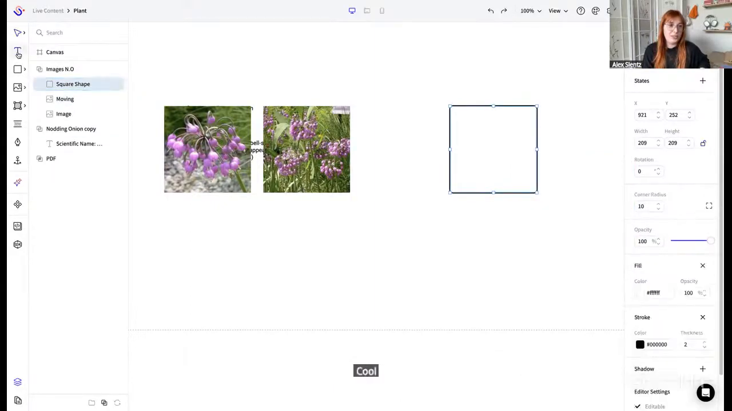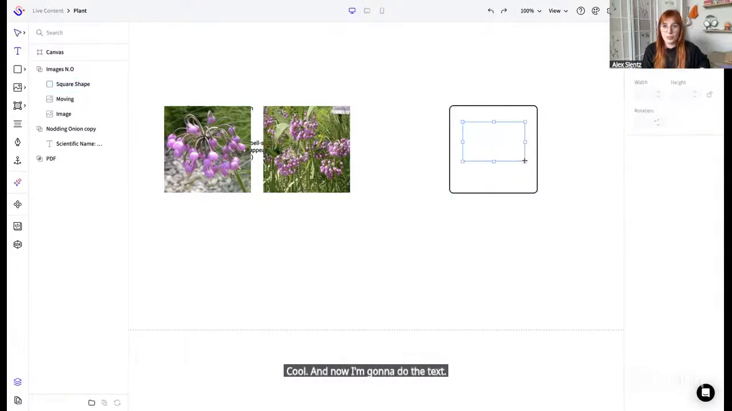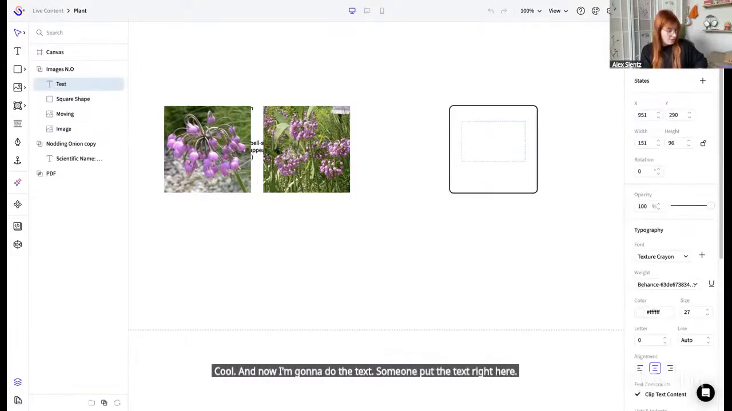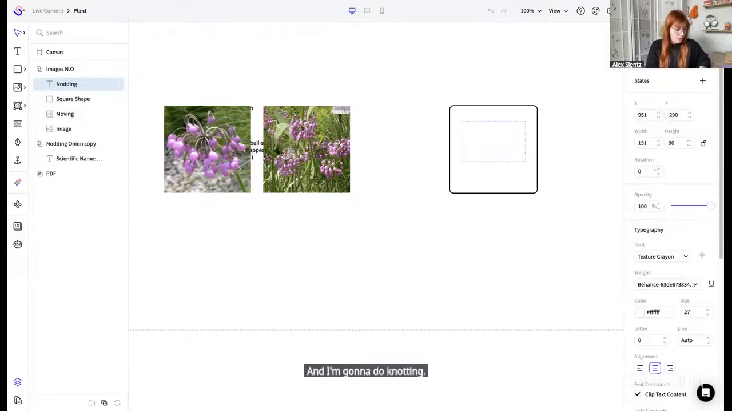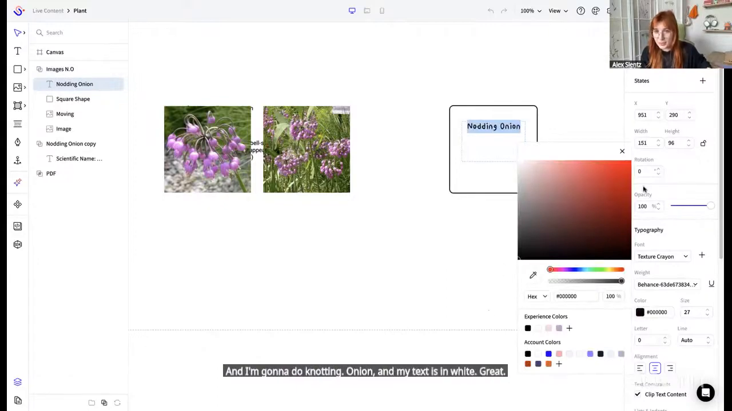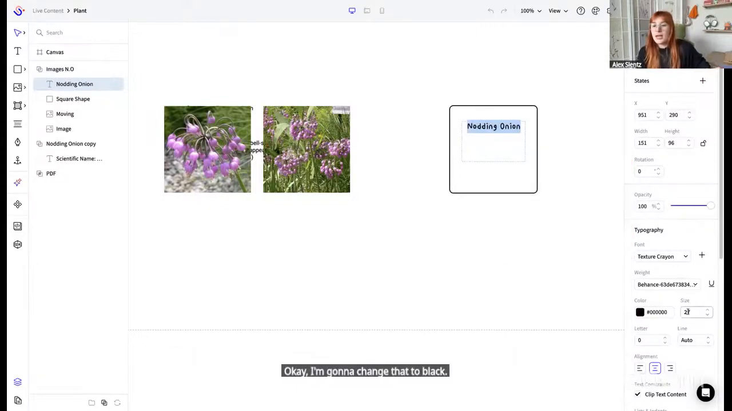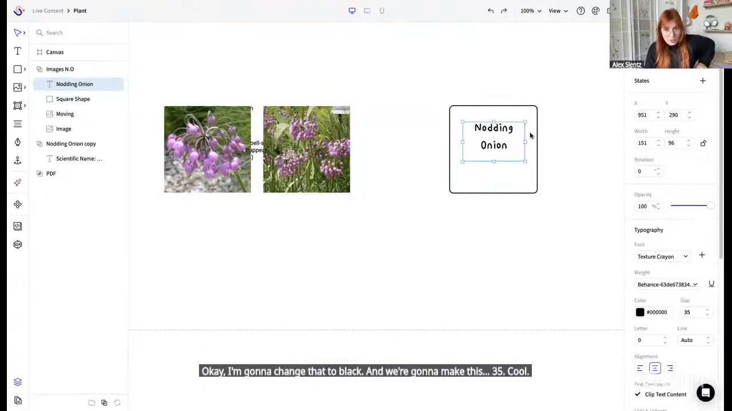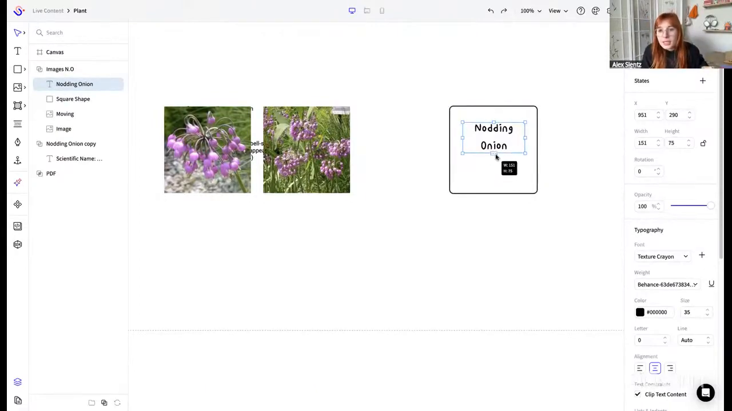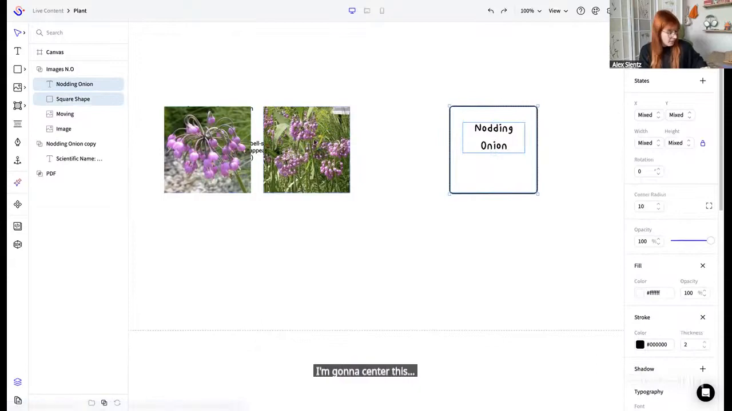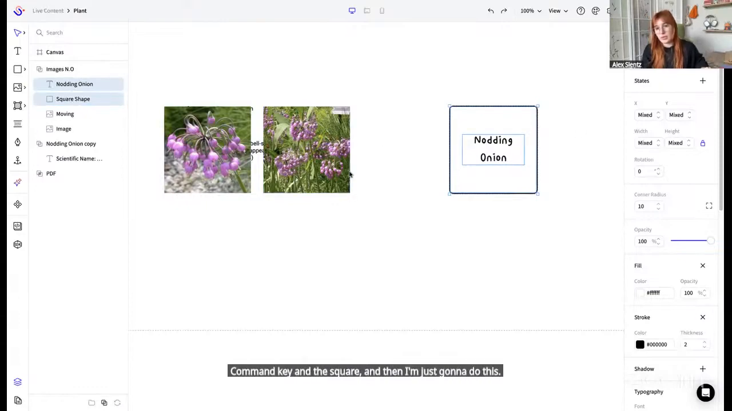Cool. And now I'm going to do the text. So I'm going to put the text right here and type Knotting Onion, and my text is in white. Great. Okay, I'm going to change that to black. And we're going to make this 35. Cool. I'm going to center this by holding the Alt Command key and the square, and then I'm just going to do this and this, so that will center it.